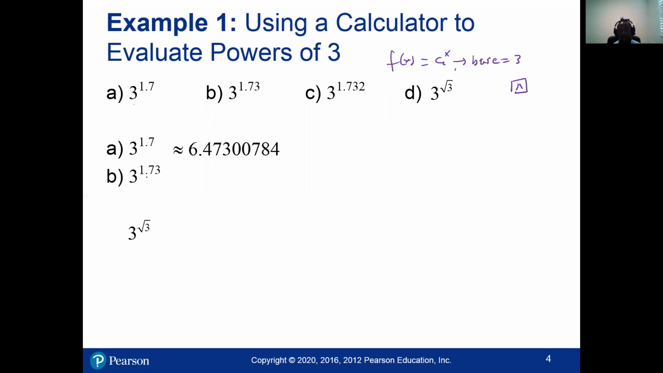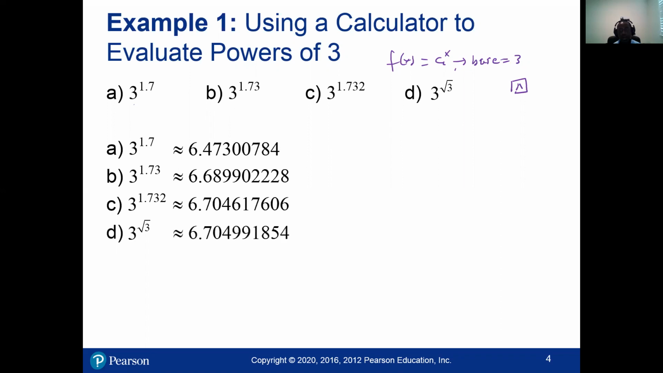I do the same for B. It is 3 raised to 1.73, which gives me the value. Then 3 raised to 1.732 gives 6.704617606. And if you have 3 raised to the square root of 3, that should give me this value. So we have a calculator we can use.